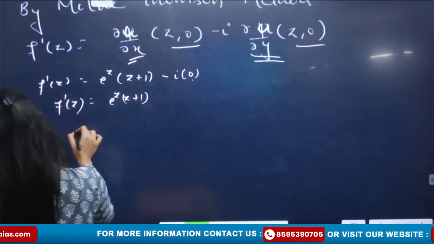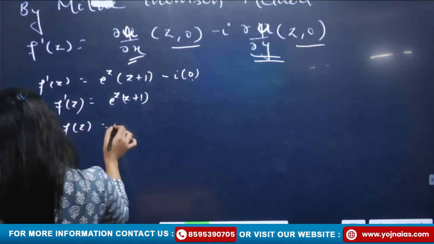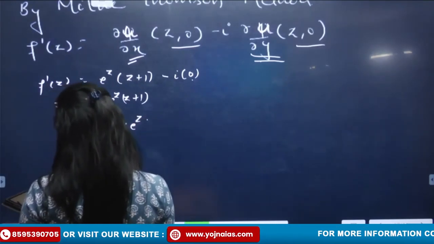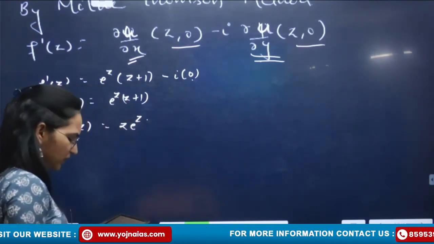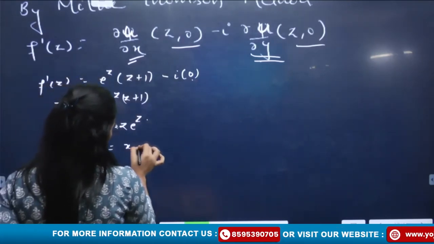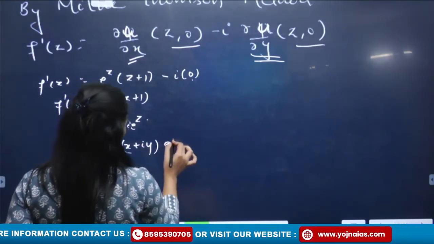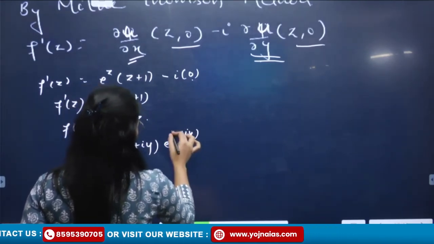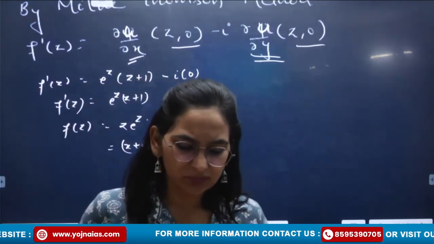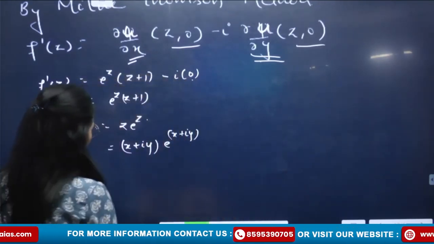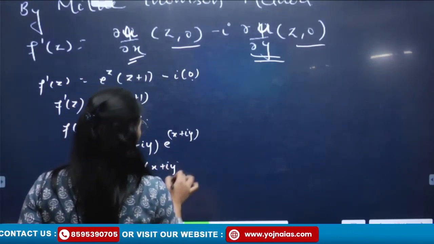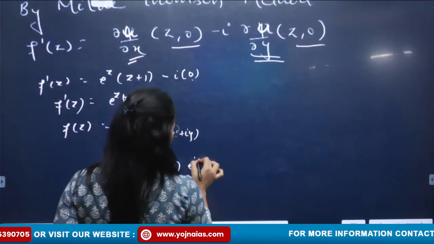So we will integrate. f(z) is going to be, after integration, z e^z. If you want to write it in terms of x + iy, because we need u and v, then convert it. z is x + iy, and e^(x + iy). Then we can separate them differently. We write e^x times e^(iy), so take e^x outside, (x + iy), because we need to separate real and imaginary parts. It would be e^(iy).